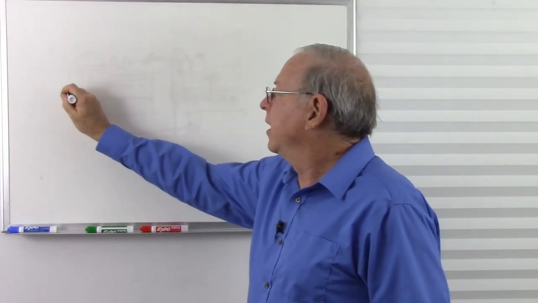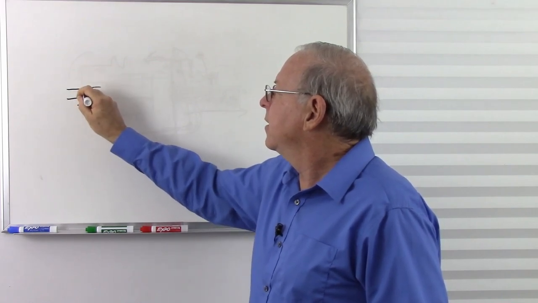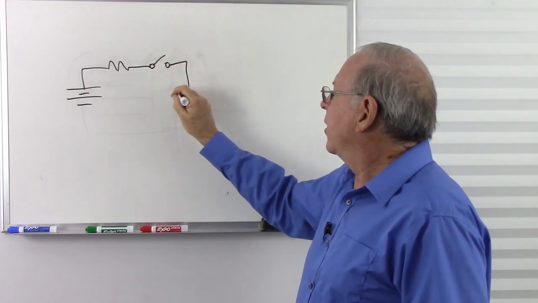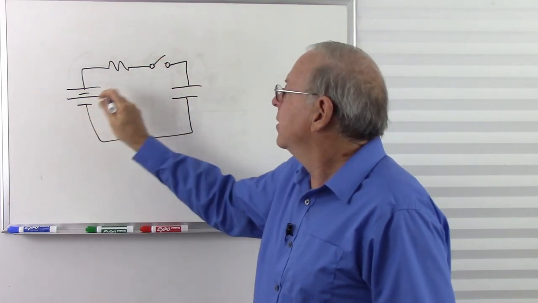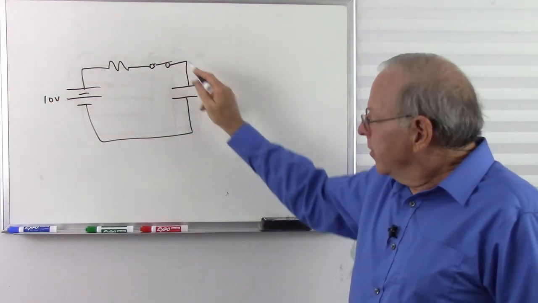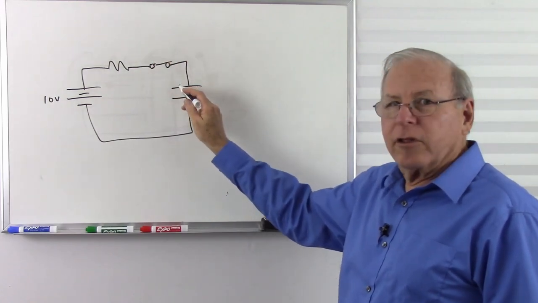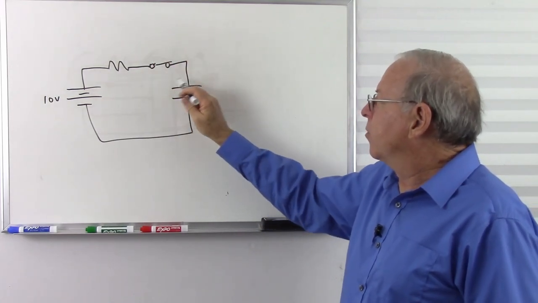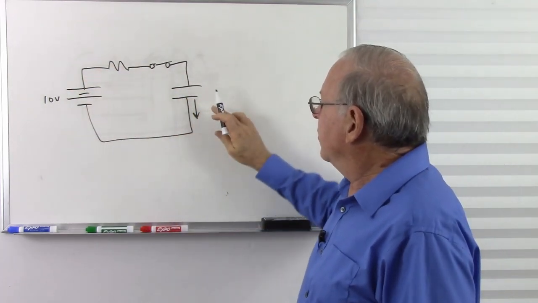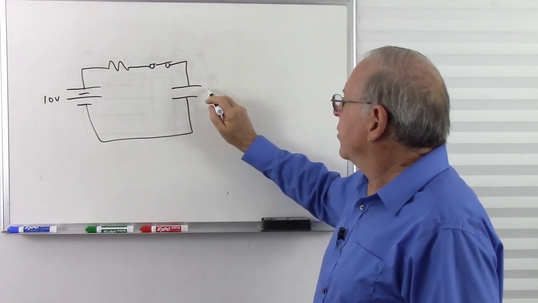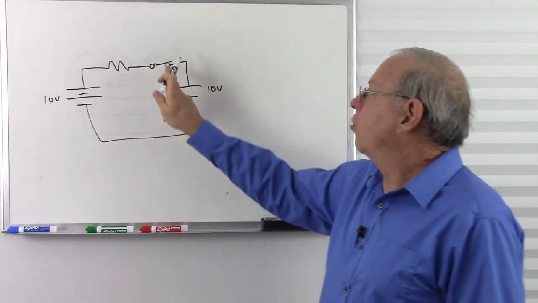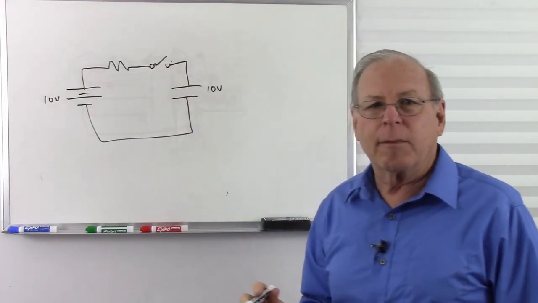So let's draw that circuit again. A little resistance, a switch, and our capacitor. So we close the switch. Let's just make this 10 volts again. And the current starts to go into the battery, piles up here, starts pushing back. But of course, as it piles up here, it pushes electricity off the other side. At first, it makes a circuit. But eventually, this fills up, if you will, to 10 volts. Now it's pushing back just as hard. Let's open the switch now, just to disconnect it from the battery.